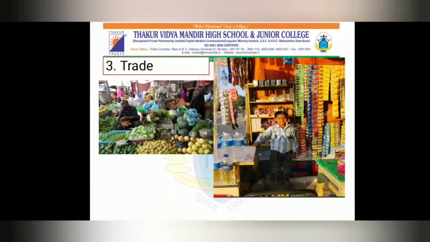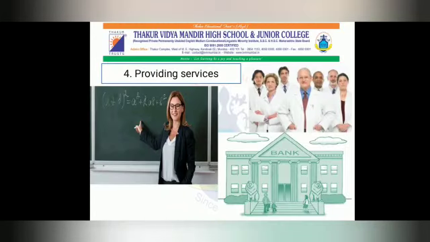The third one is trade. For example, selling farm produce and shopkeeping. Here, whatever farm produce is grown is sold to the people. It is sent to the people who are in need in different places. For that, trade is done. The last type of occupation is providing services. For example, those given by a teacher, a doctor, and a bank. This occupation gives service to other people and helps others when they are in need.